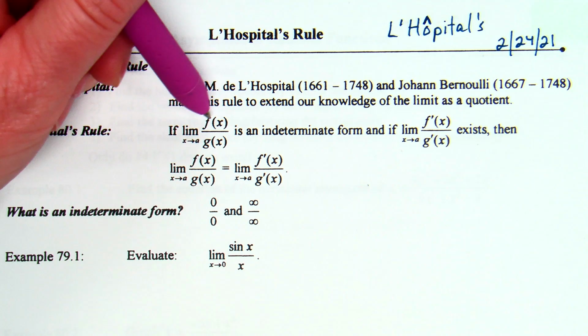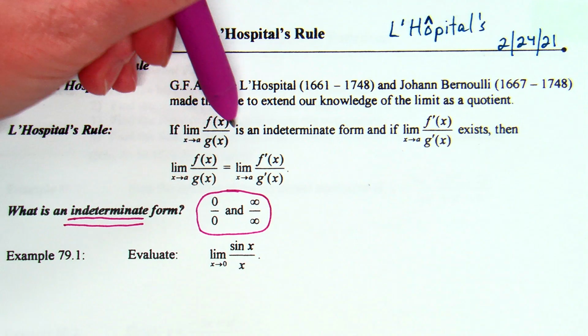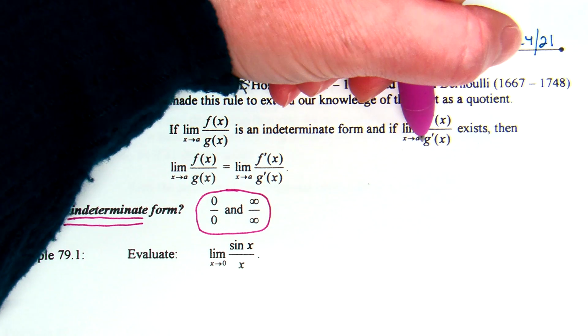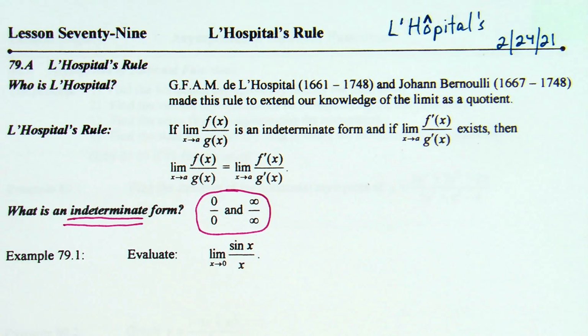And what L'Hopital's rule says, if the limit as x approaches a of f of x over g of x, so two different functions, is an indeterminate form, and notice, indeterminate forms are 0 over 0, infinity over infinity, then what you can do is take the limit as x approaches a of the derivative of the top over the derivative of the bottom, and then you can try it again.